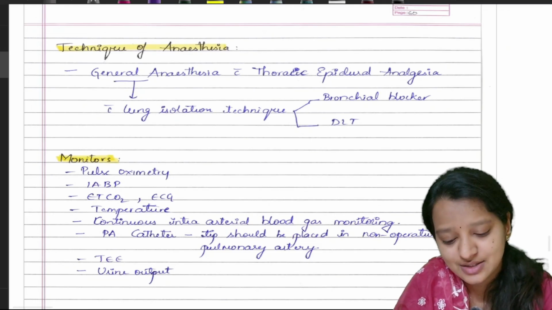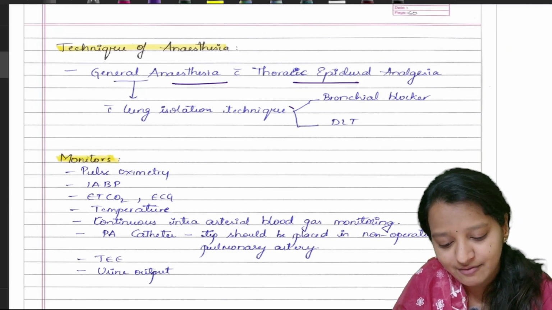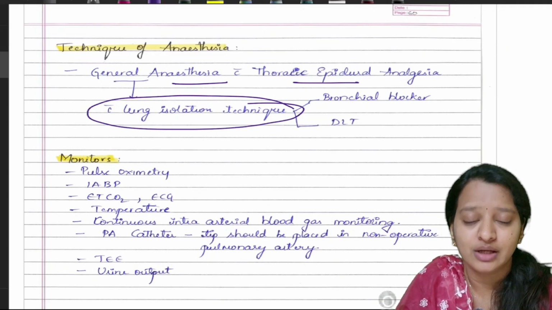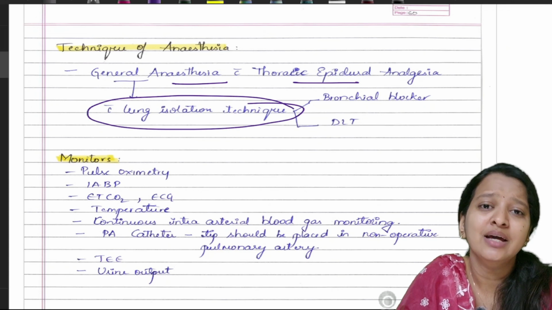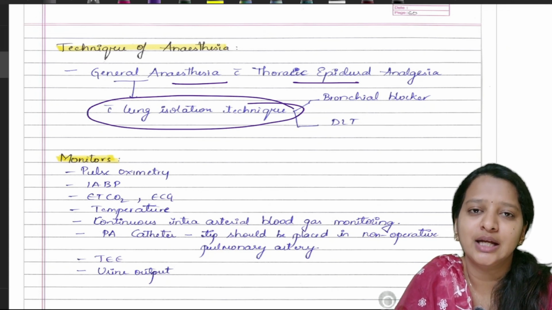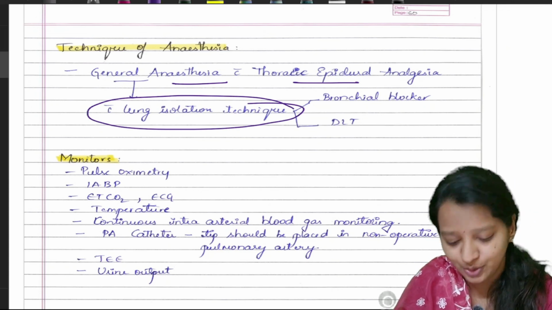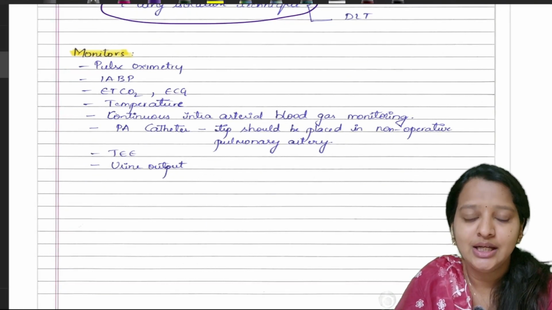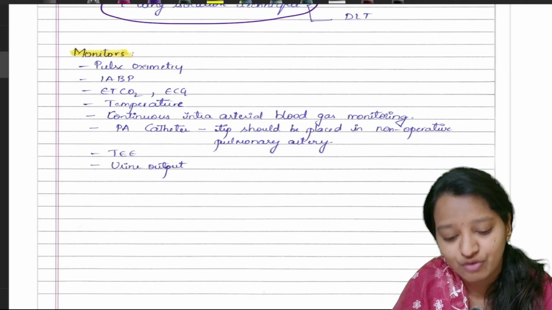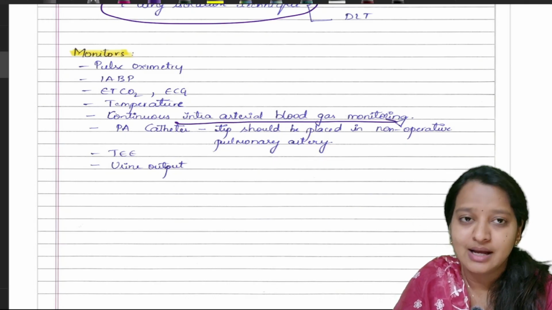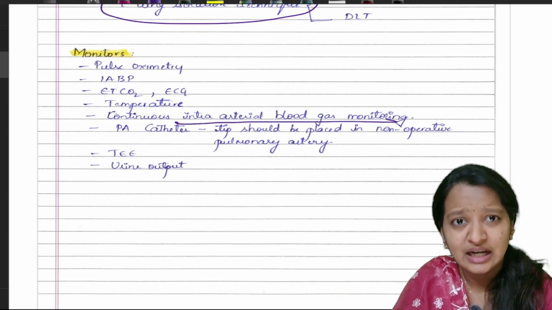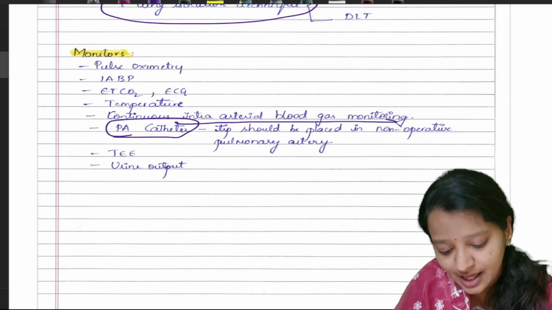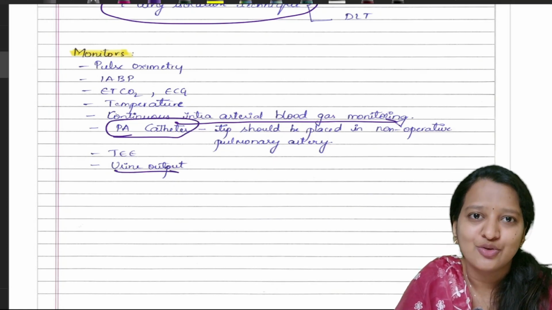So technique, obviously general anesthesia with thoracic epidural, and we will achieve the one lung ventilation by lung isolation by using DLTs or bronchial blockers mainly. The others would be direct conventional ET tube directly into the mainstem bronchus or the Univent tubes. The routine monitors: pulse oximeter, NIBP, ECG, ETCO2, temperature, and also we'll go for intraarterial blood gas monitoring. So we'll have an arterial line also, and pulmonary arterial catheter if it is feasible, urine output, and transesophageal echo.